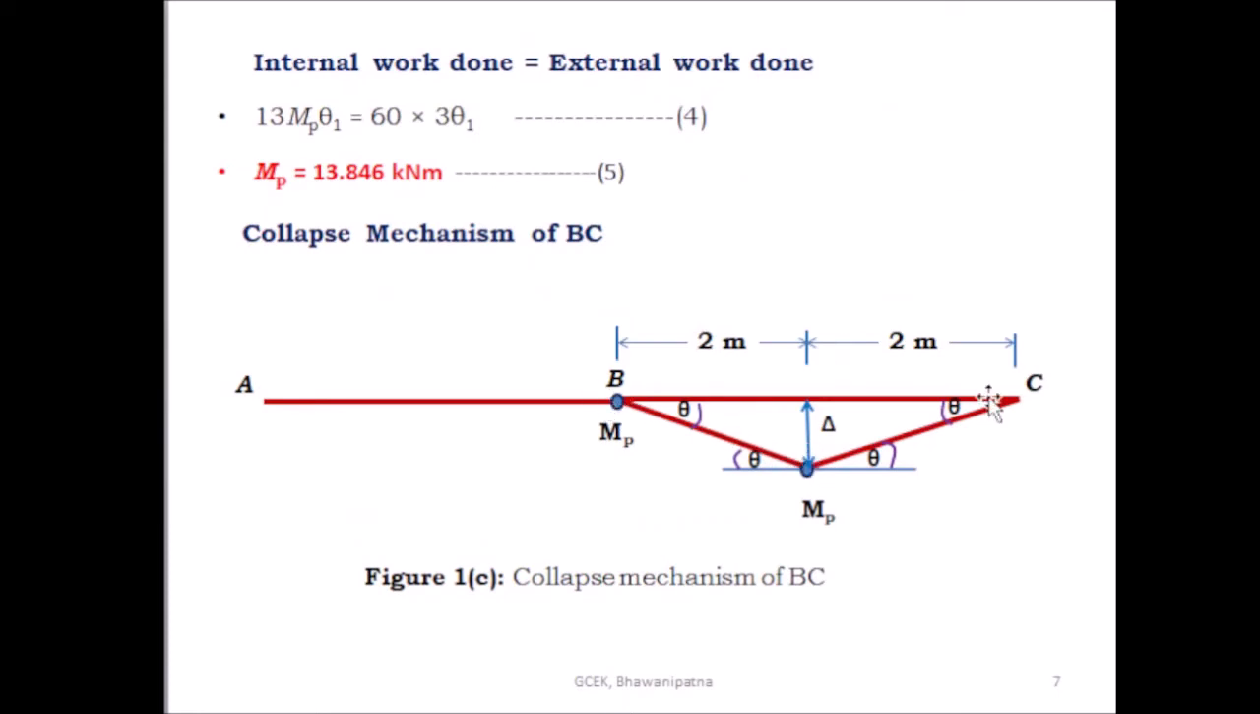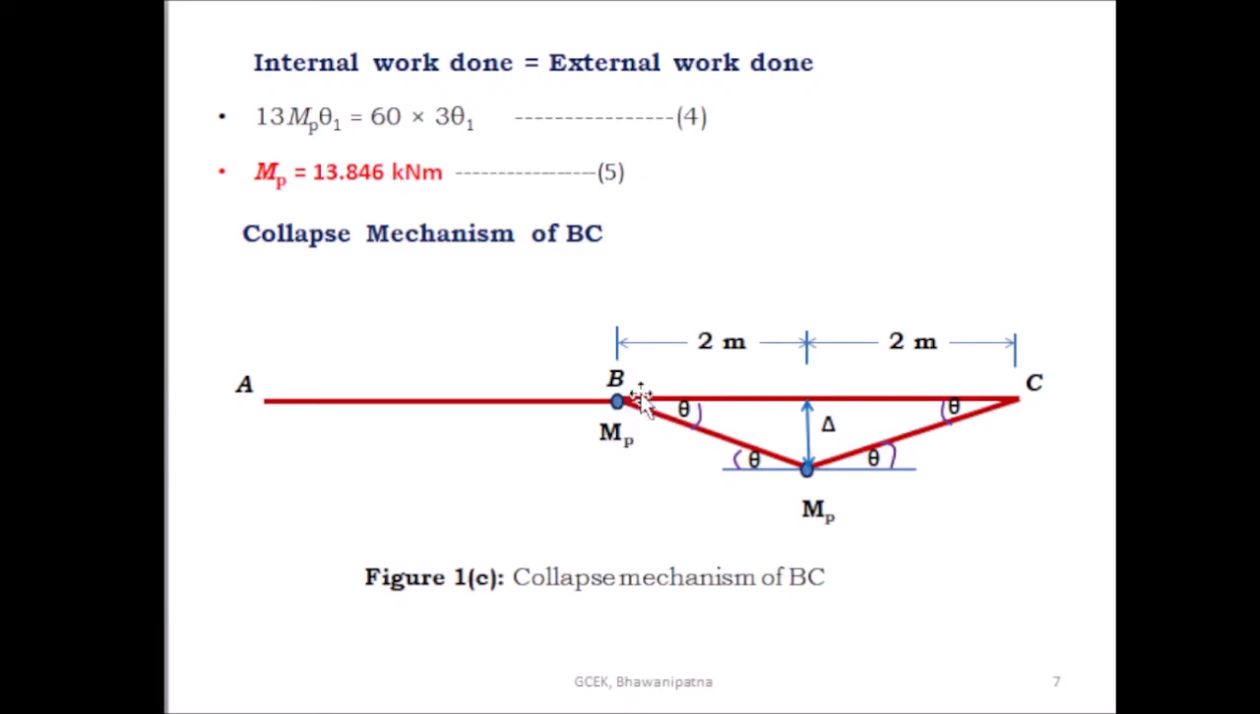So this is the collapse mechanism. Here this is one hinge and this is another hinge, and here there is no hinge, and this is 2 meter and this is 2 meter. Here also let the virtual displacement delta be given under the loading 30 kilonewton, and theta is the angle at B and C. Due to the concentric loading, the angles at both ends are equal, that is theta at B and theta at C, and under the loading the rotation takes place theta plus theta, 2 theta.